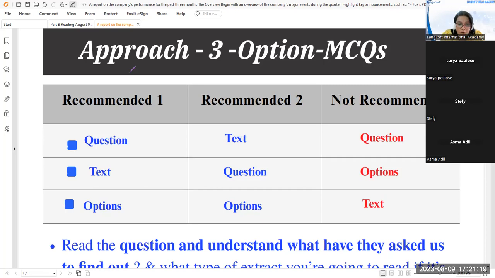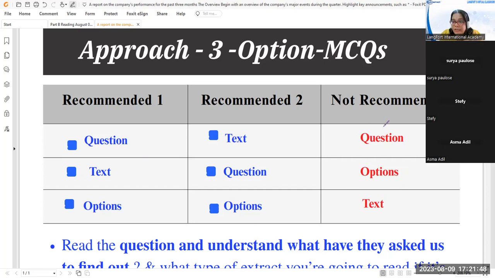Or you can start with the text, then look at the question, finally look at the options. So question, text, options, or text, question, options. These 2 approaches are completely fine. Either one of them you can do, and the best approach being the first one that I've written here. However, never read your options before the text.